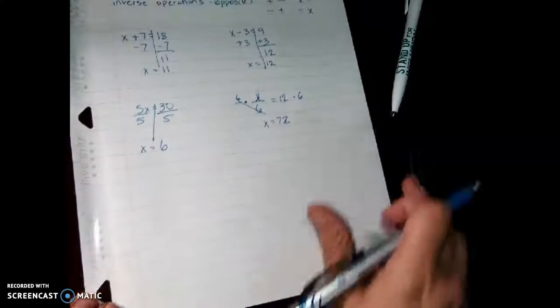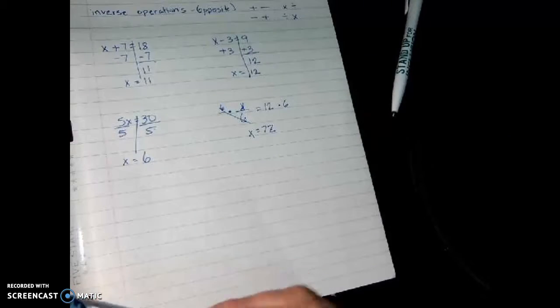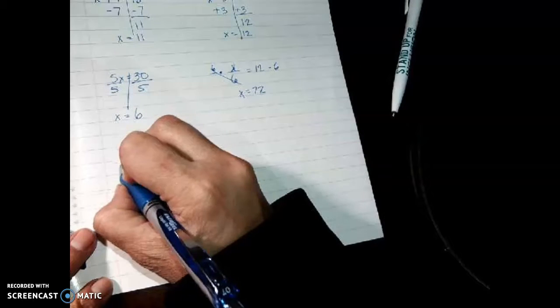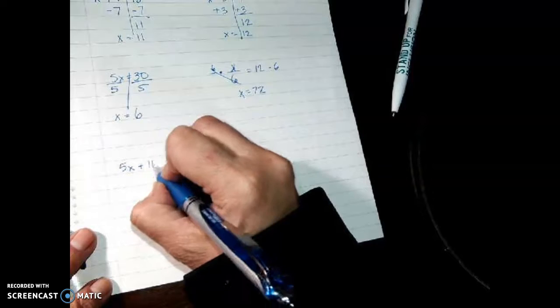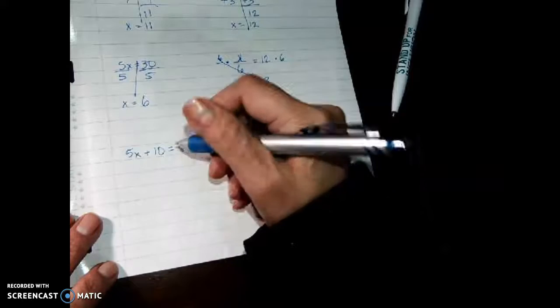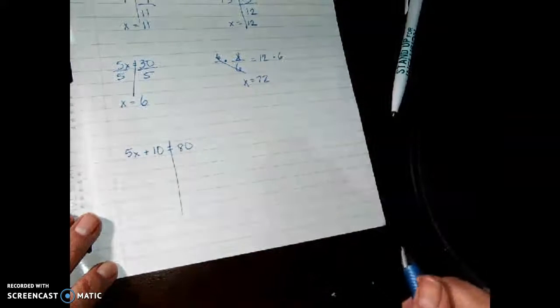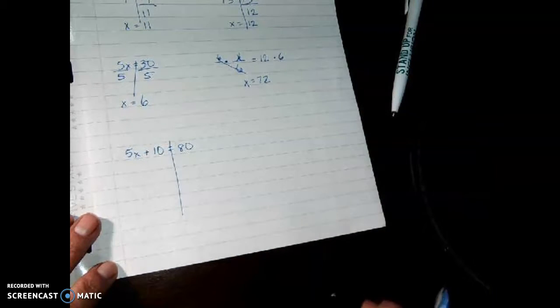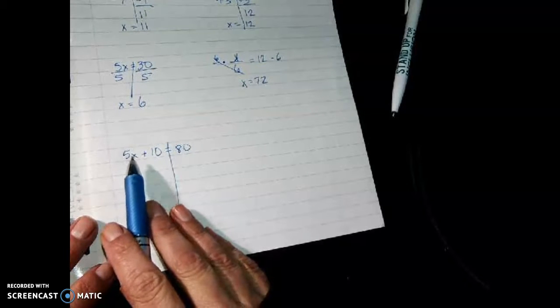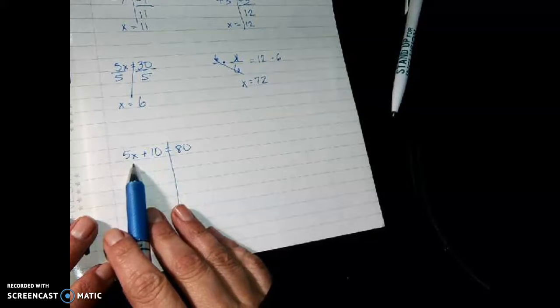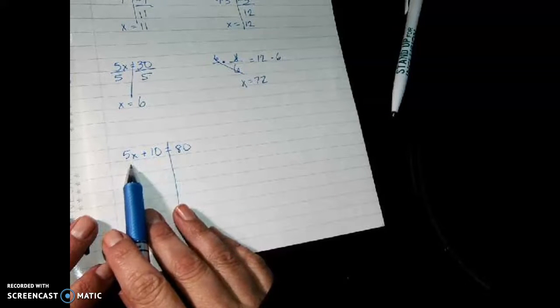Let's go on to what we should remember from last year. So if I have 5x plus 10 equals 80, I'm going to go ahead and draw a line. The reason I draw a line is to keep things on each side so our numbers don't get squished together and end up going on the wrong side. Anything with x always stays to the end. So I'm going to take care of this first.